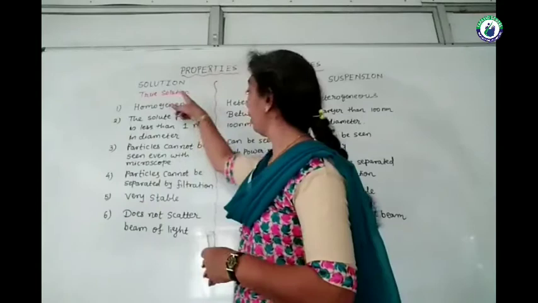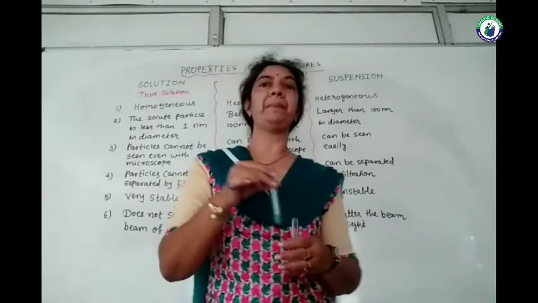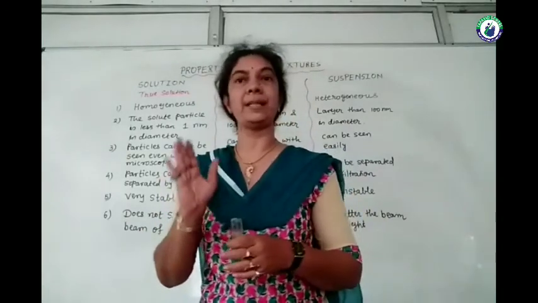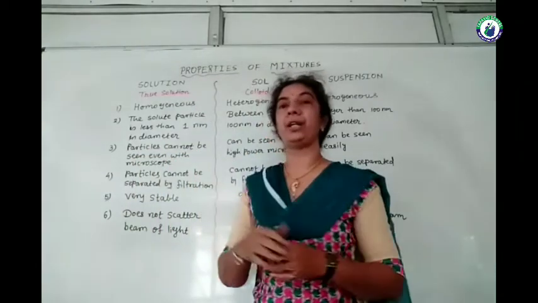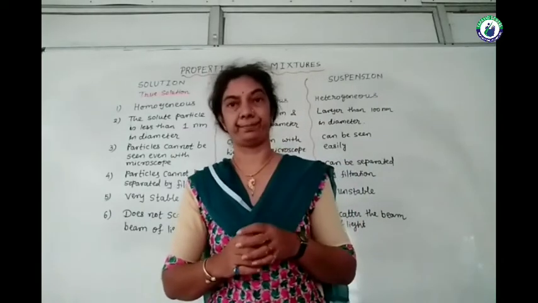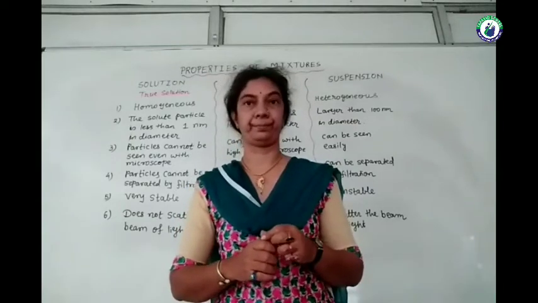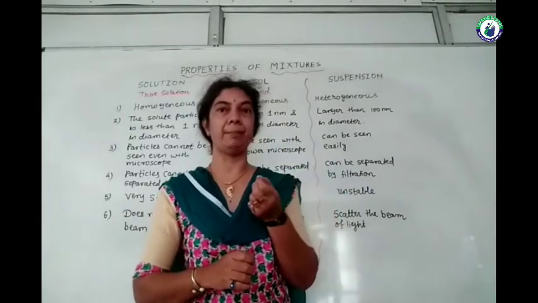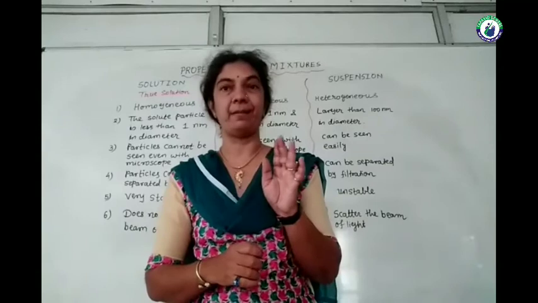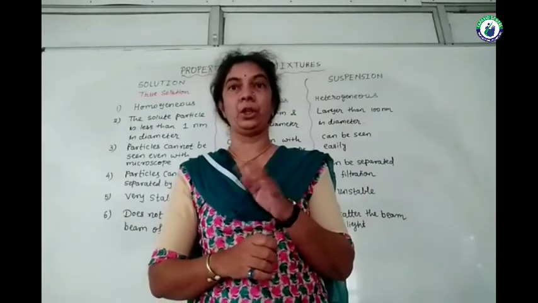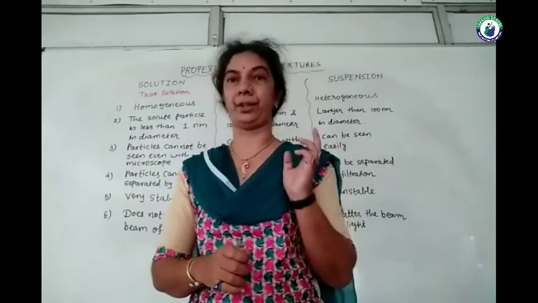So for the true solution particles, if I pass this through a filter, everything will pass through the filter. That means it cannot be separated by the filter. Then next for colloid, I had told that milk is a colloid. If we pass the milk through a filter, the small particles in the milk, of fats and vitamins, are not separated by filtration. So in colloids also, particles cannot be separated by filtration.